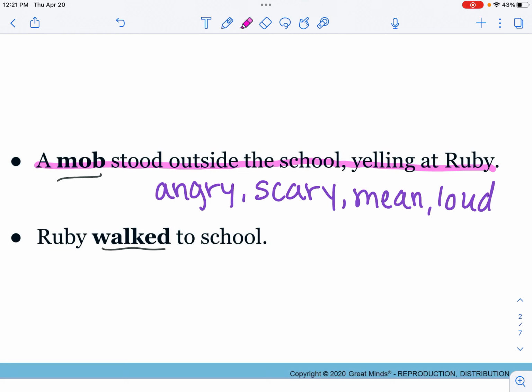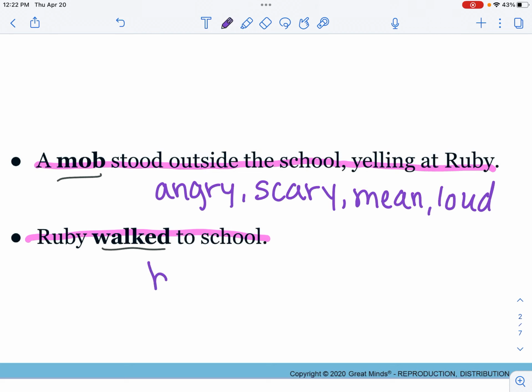Let's try the second sentence. Ruby walked to school. Now, after reading our Ruby Bridges book, we know that she didn't just walk to school happily. How did Ruby walk to school? Walked is an action word. It's something that we can do. So we use an adverb to describe the word walked.